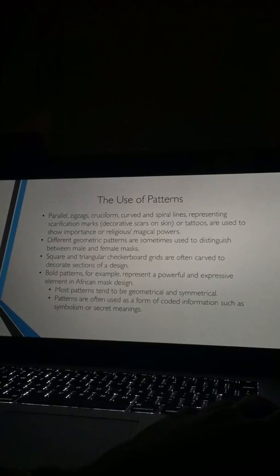The use of patterns. Parallel, zigzag, cruciform, curved, and spiral lines representing scarification marks or tattoos are used to show importance or religious and magical powers. Different geometric patterns are sometimes used to distinguish between male and female masks. Square and triangular checkerboard grids are often carved to decorate sections of a design. And bold patterns, for example, represent a powerful and expressive element in African mask design. Most patterns tend to be geometrical and symmetrical, and patterns are often used as a form of coded information such as symbolism or secret meanings.